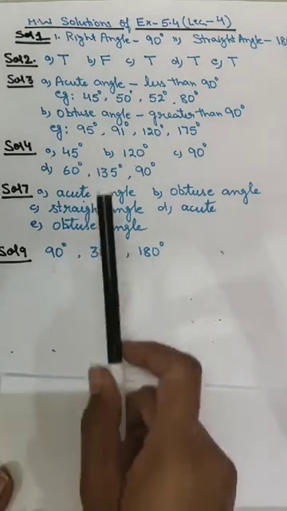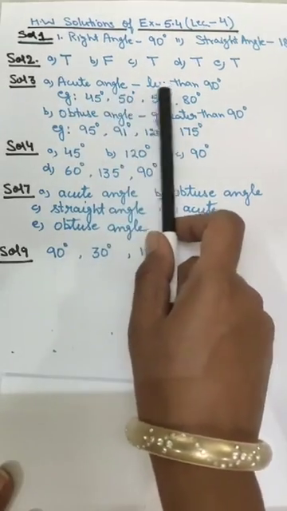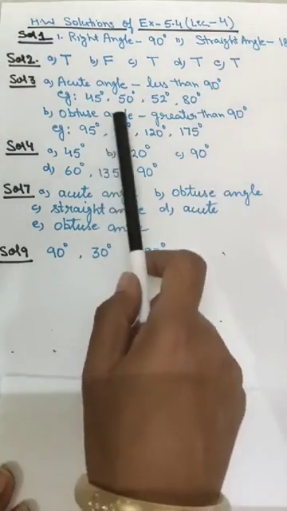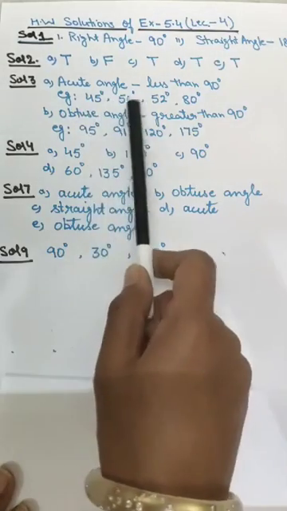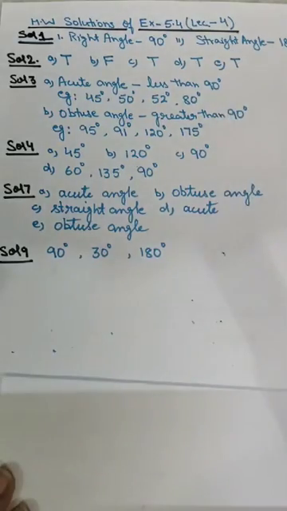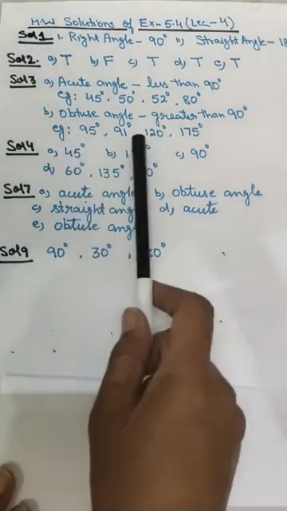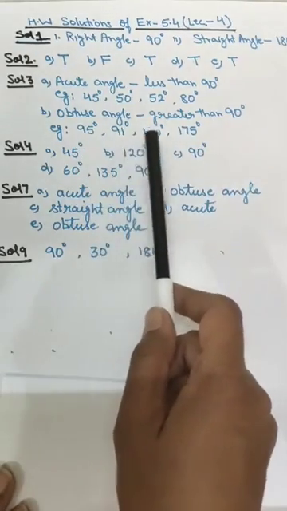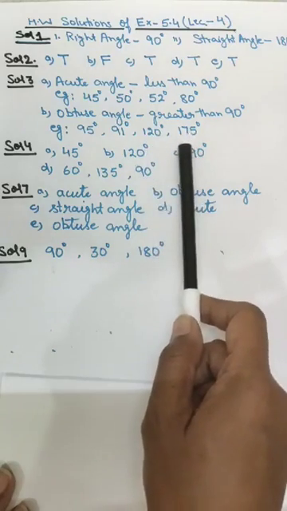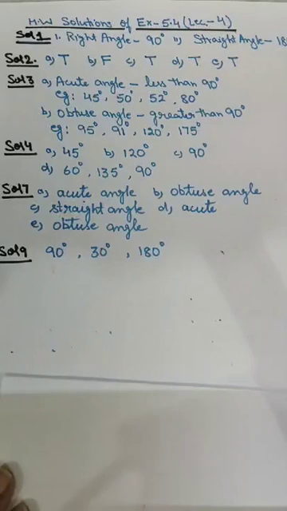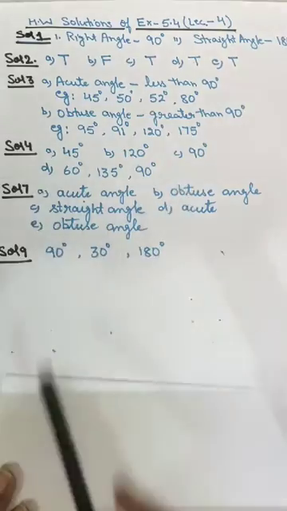Question number 3 was, write down the measure of some acute angles and some obtuse angles. See, acute angles are less than 90 degrees. So less than 90 degrees you can write down any angle. I have written a few: 45 degrees, 50, 52, 80, 89 even. These all are acute angles. Obtuse angles are greater than 90 degrees: 95, 91, 120, 175, 179. That is less than 180 degrees but greater than 90 degrees. So, these are obtuse angles.